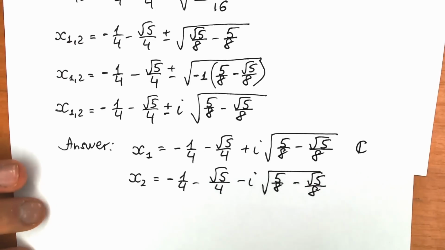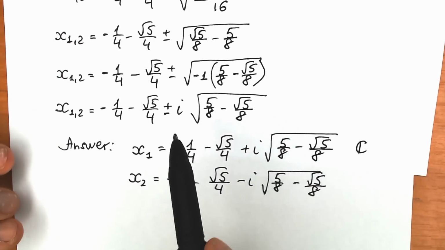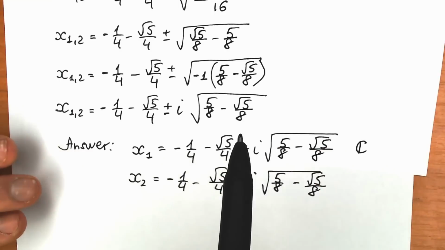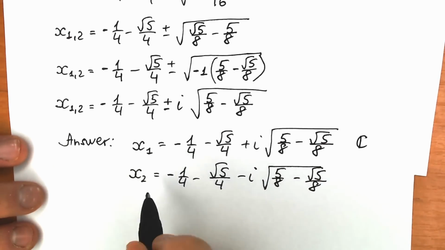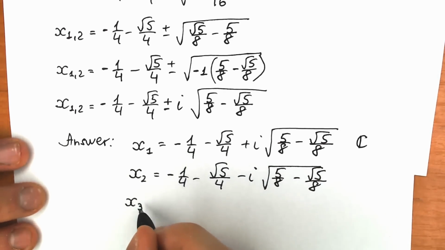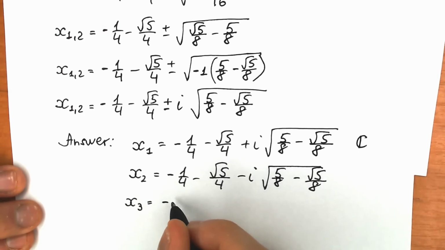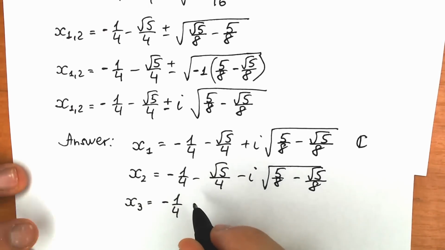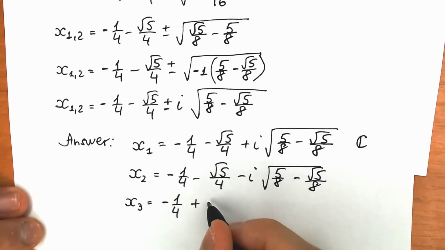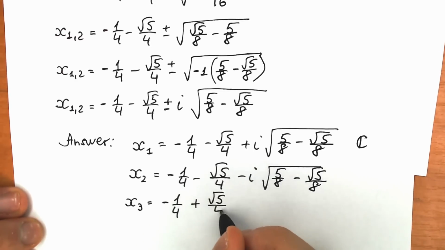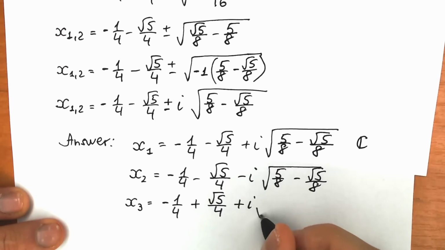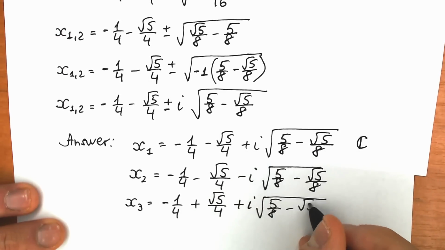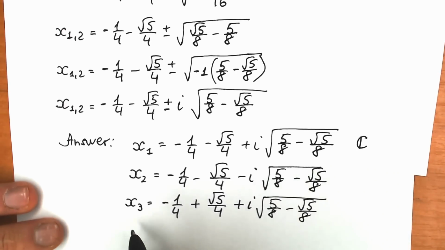As I told you before, I'm not going to solve the second case when t second is equal to the value that I showed before. We will have absolutely the same expression as right here, but with one or two different signs. So x third is equal to -1/4, completely the same, but here we have plus √5/4, and plus i, and absolutely the same thing, √5/8 minus √5/8.